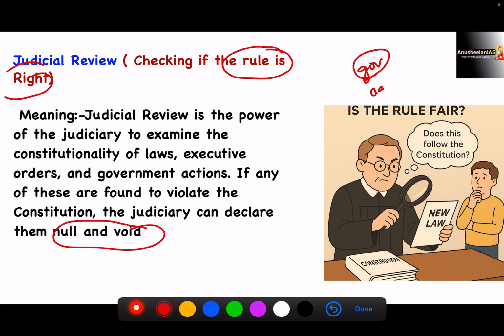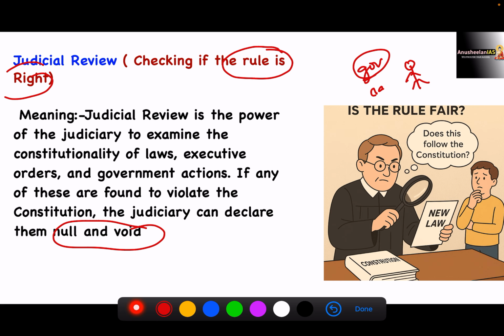Let's discuss with an example so that you can understand better. Imagine a school says only tall children can play in the ground. Short children are not allowed to play. This rule is unfair. If this rule is unfair, then it is against the school values. Then the principal cancels it. Like that, in judicial review, the court cancels the unfair laws.